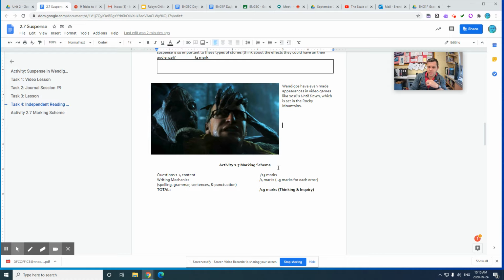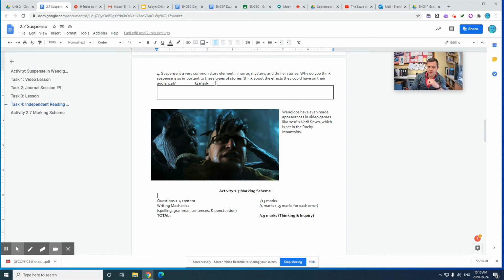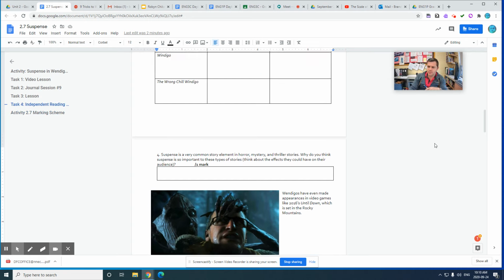All right, so today's marking scheme, there are 4 questions only. You get 15 marks for answering those 4. So please pay attention to the marking schemes for each question. And you can get another 4 marks for writing mechanics, that's spelling, grammar, punctuation. So the better you write, the more marks you'll get for writing mechanics.